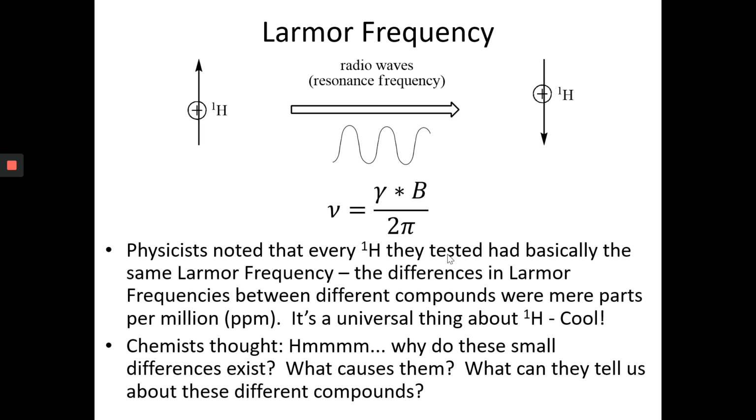Because if water has a different Larmor frequency than propane, and propane has a different Larmor frequency than acetone, why is that? And what does that tell us about water or propane or acetone? And can we use this to our advantage? So in my next video, I'm going to talk about what is the significance of this little tiny difference, and how can we use that difference and use those things to get some information about the chemistry of these different compounds. So stay tuned.